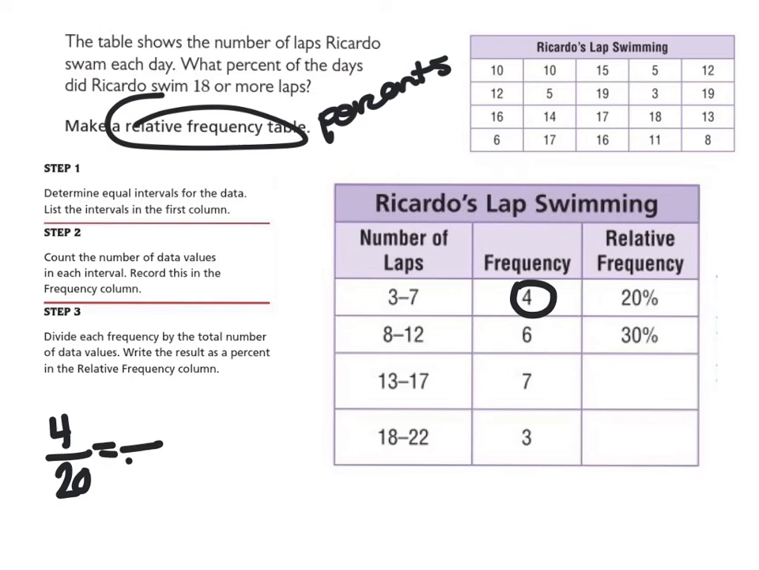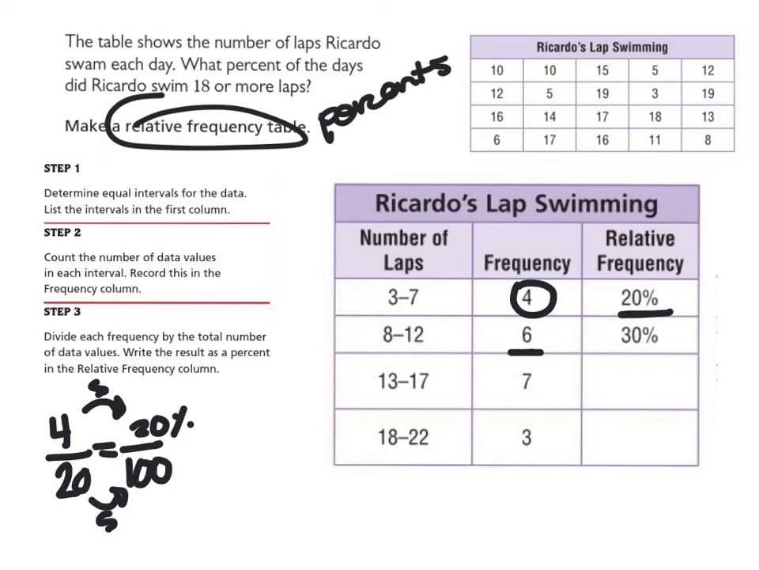Now, looking at 3 to 7, if 4 of those days were between 3 to 7 laps, then out of 100, how many days, what's the percentage? 20 times 5 equals 100, so 4 times 5 equals 20%. Okay, that's how they got this 20% here.